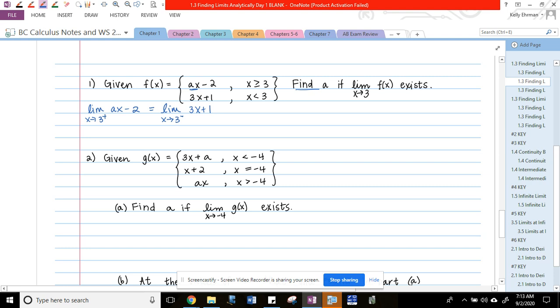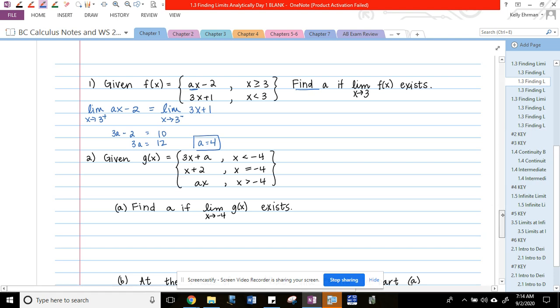So if I know that to be true, I can use direct substitution. You're putting 3 in for x. So on the left side, it would become a times 3, or let's make that 3a minus 2. On the right side, 3 times 3 is 9, plus 1 is 10. And then I can solve for a with just some algebra here. So a comes out to be 4. Using the fact that the limit exists, we can set up that equation.